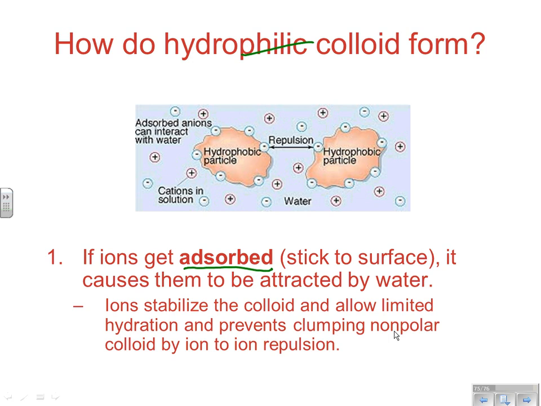And what happens, it's really two parts. Not only can this interact with water, but these two things repel each other. So rather than clumping together and making a very large suspended particle, when you get this adsorption occurring, you can end up with these two particles retaining their size, not becoming too large, and yet being attracted to water molecules at the spot where you have ions. So really what the ions do is they stabilize the colloid and allow limited hydration, which prevents the nonpolar molecules from clumping together. So you get some ion-ion repulsion that helps with that stabilization. Well, that's one way that a hydrophobic substance can form a colloid.